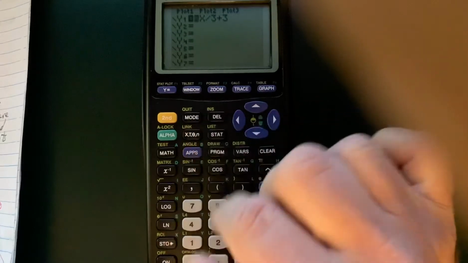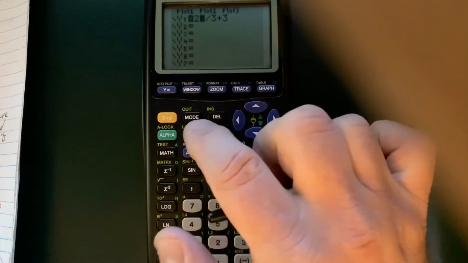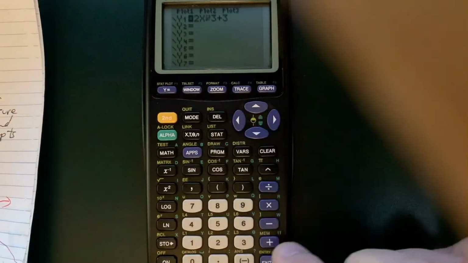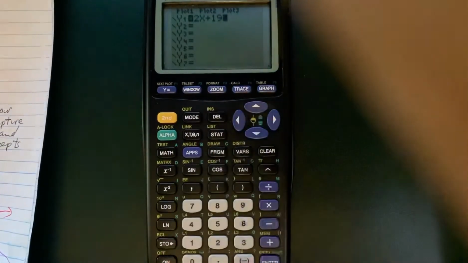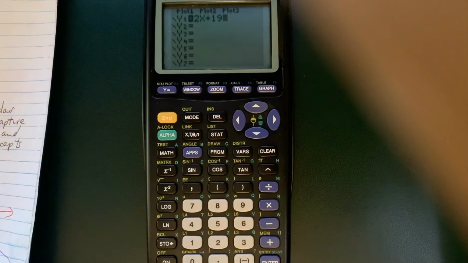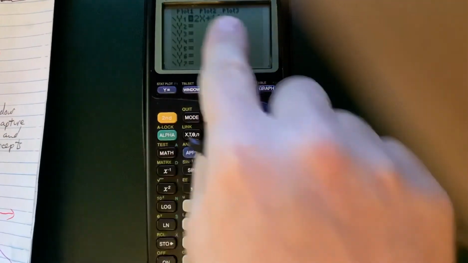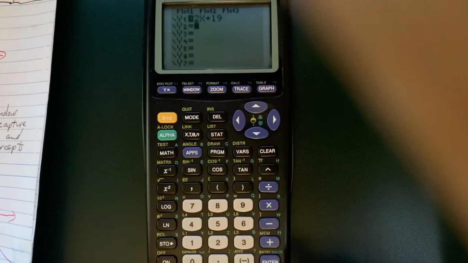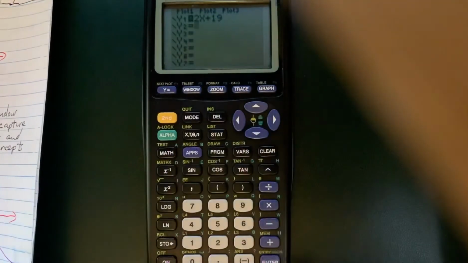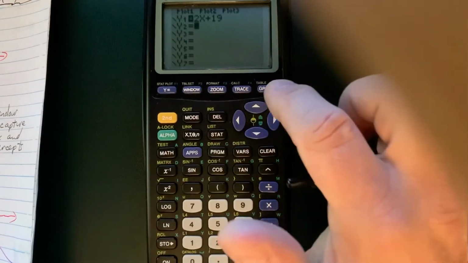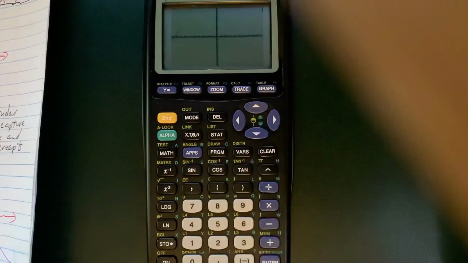So 2x, and then plus 19. And I'll delete, I had something else in there. All right, after you get it typed in, you can hit enter if you want, and it'll drop down to the y sub 2. So you can put multiple lines in here, but then we just hit graph.